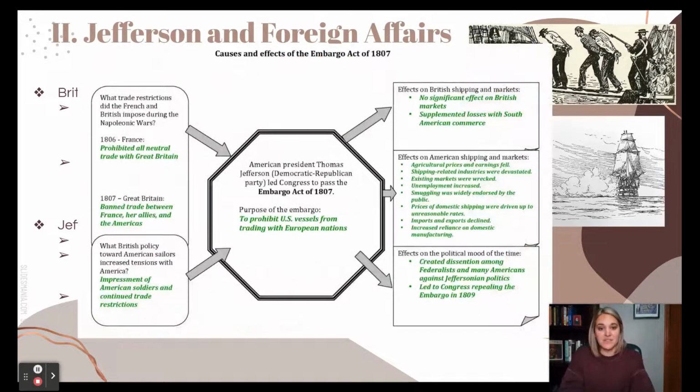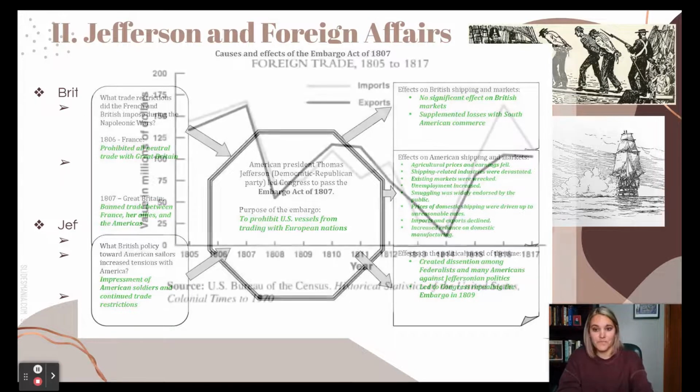So here are some of the specifics. Looking especially at the effects here, we see no significant effect of the Embargo Act on British markets. However, if you look at the effects on American shipping, we see prices and earnings falling, shipping industries devastated, existing markets wrecked, unemployment increased, so on and so forth. And so the effects are very widespread, especially in areas like New England.